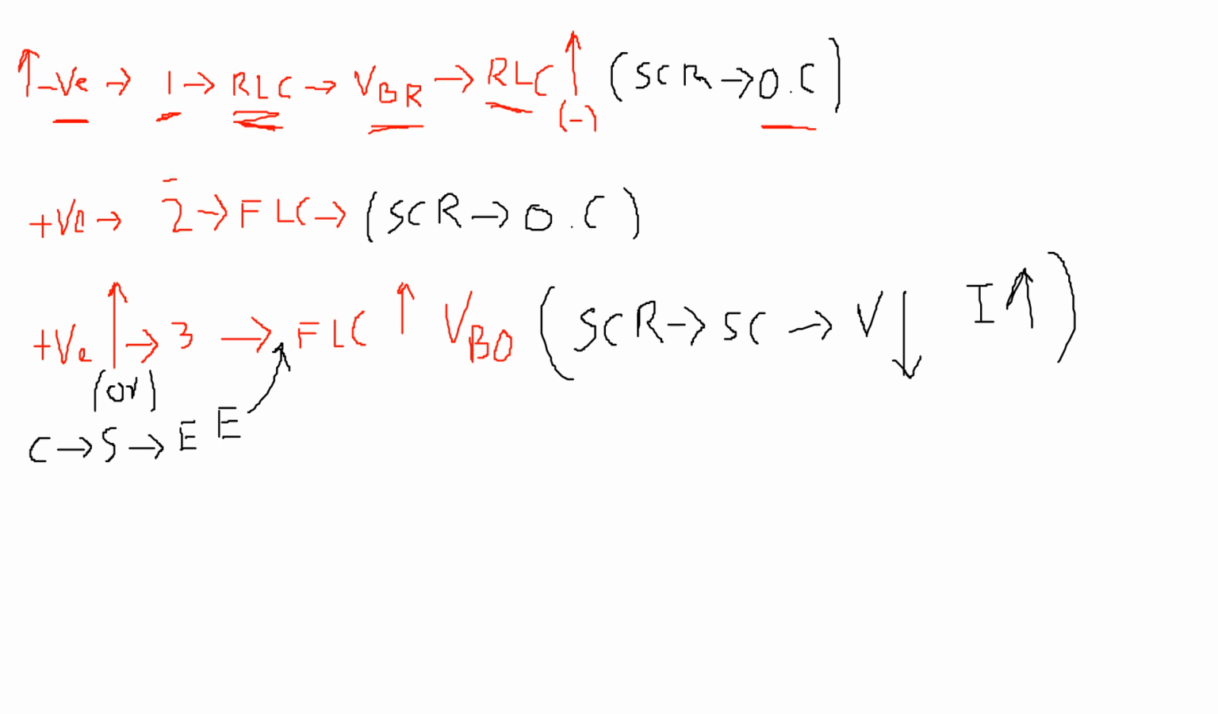Coming to the second case, we apply the positive voltage. Due to the positive voltage we get a small amount of forward leakage current. In this case also SCR acts as an open circuit.